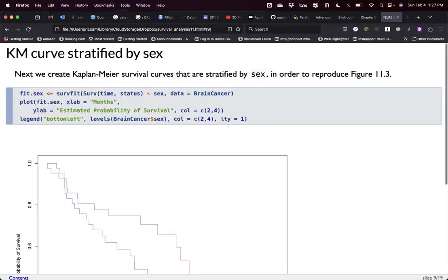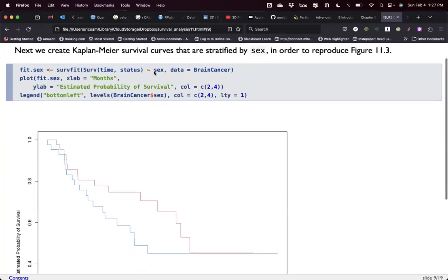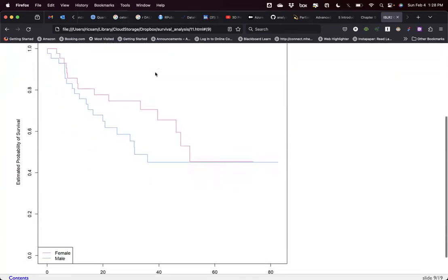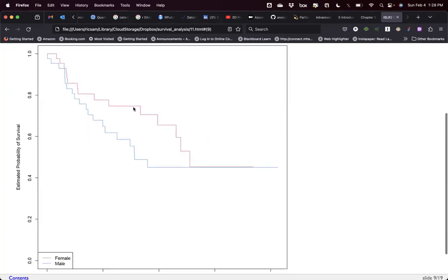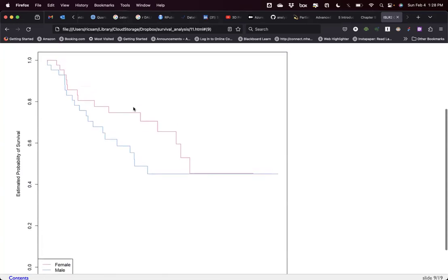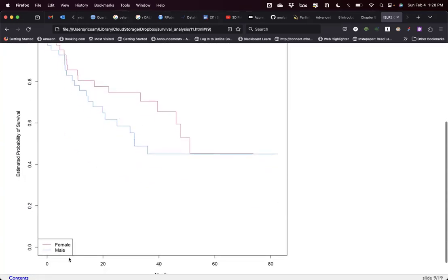So for example, if we want to do the Kaplan-Meier curve stratified by sex, we're going to add that factor with this function: survfit, with time, status, and stratified by sex. And then instead of one solid line, we're going to have two solid lines, as shown in the plot. The red one is for female, and the light blue one is for male.